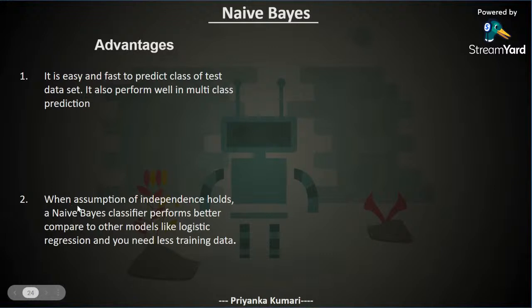Then the second advantage is that when the assumption of independence holds, a naive Bayes classifier performs better compared to other models like logistic regression, and you need less training data. So when the assumption of independence holds, a naive Bayes classifier will perform the best.